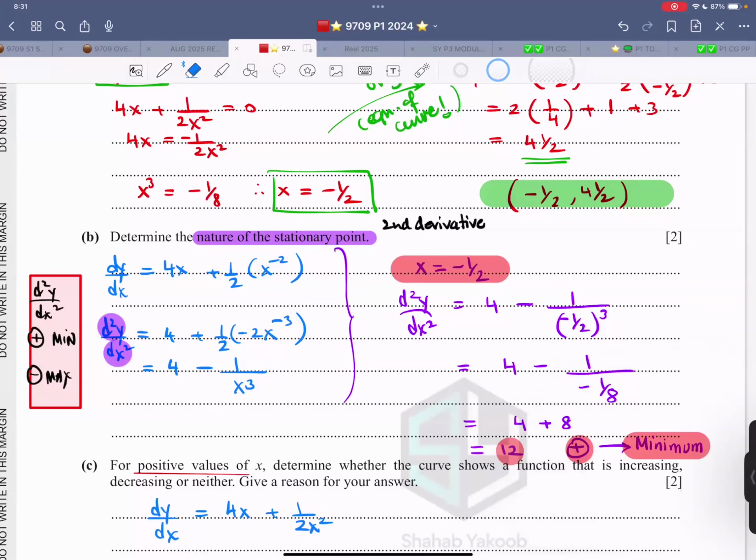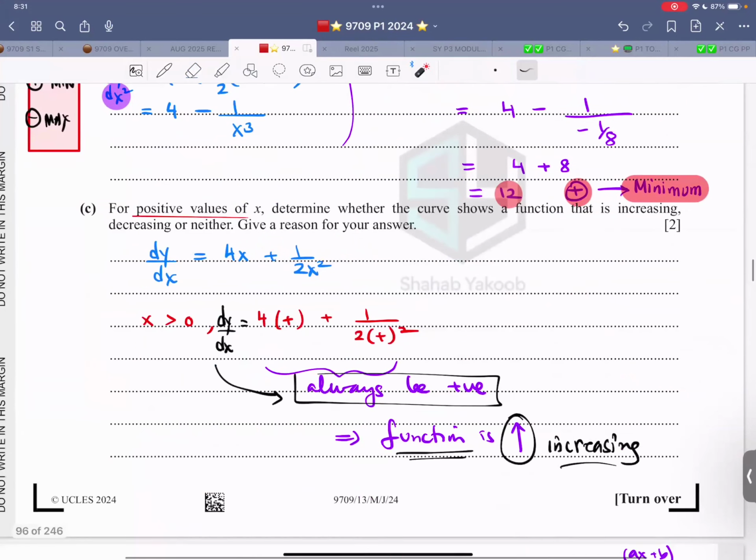So now, let's look at part B. Determine the nature, that is done. Second derivative is positive, it means a minimum. Second derivative is negative, it means a maximum. For positive values of x, determine whether the curve shows a function that is increasing, decreasing, or neither. Give a reason for your answer.